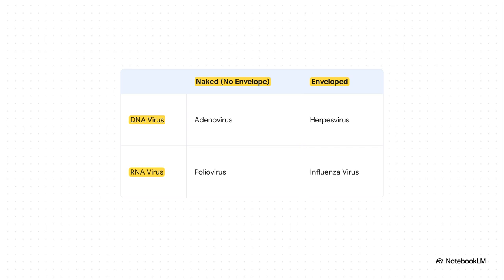You've got your naked DNA viruses, like adenovirus, which can cause the common cold. Then you've got enveloped DNA viruses, like herpes virus. On the RNA side, you have naked viruses, like poliovirus. And finally, enveloped RNA viruses, like the flu. This simple grid is actually super helpful for scientists to predict how a virus might behave.